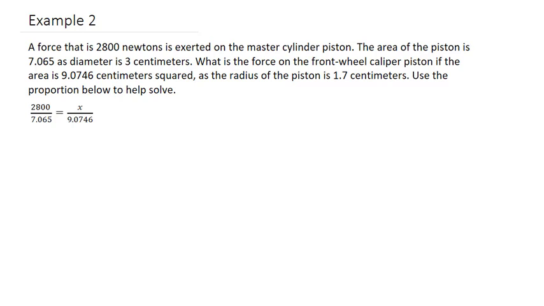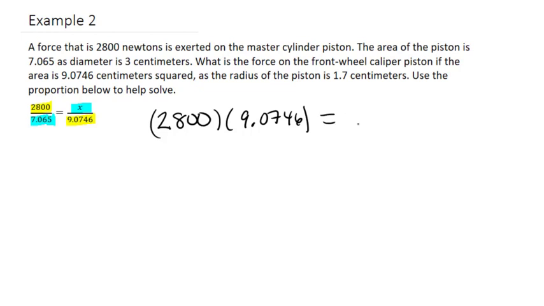So for this problem, we're also going to be cross multiplying, just like this. So how we can set that up is we can go 2,800 times 9.0746, which is equal to 7.065x. Now x is our force that we need to solve for. So let's first multiply the left-hand side.